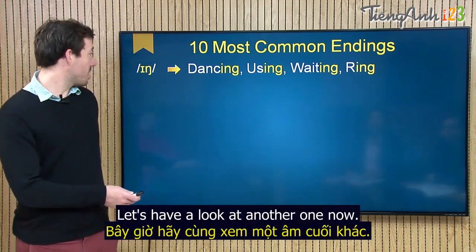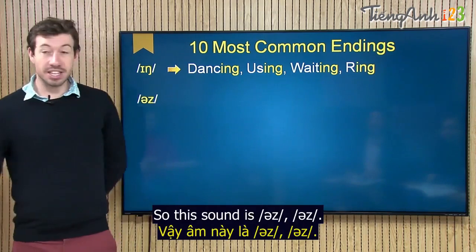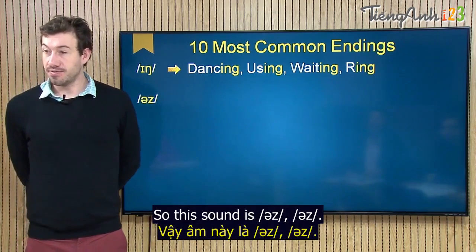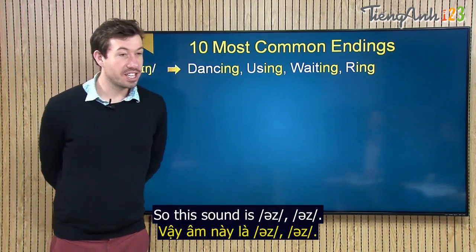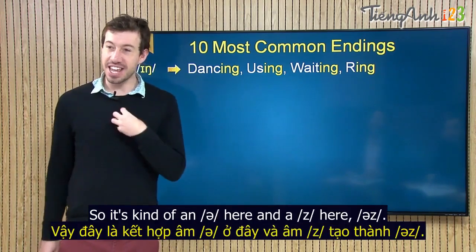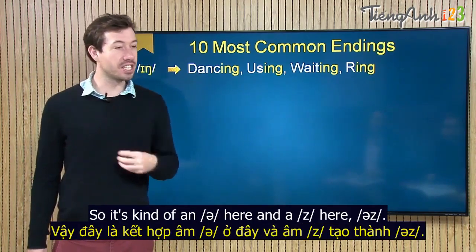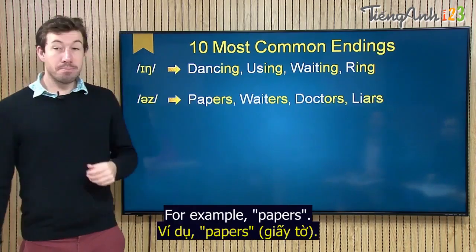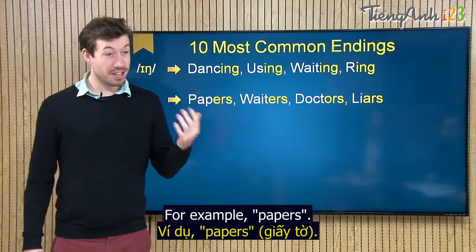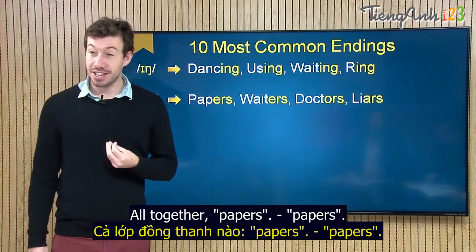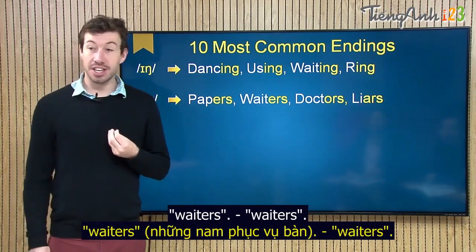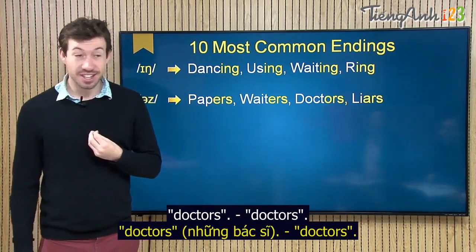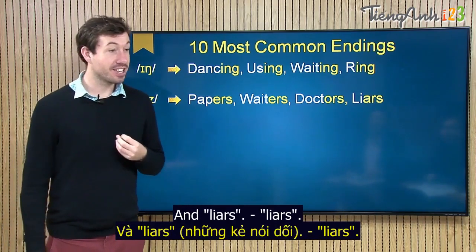Let's have a look at another one now. So this sound is uz. Yeah, exactly. So it's kind of in here and then a z here. Uz. Okay, nice. For example, papers. All together, papers. Waiters. Doctors. And liars. Very nice.